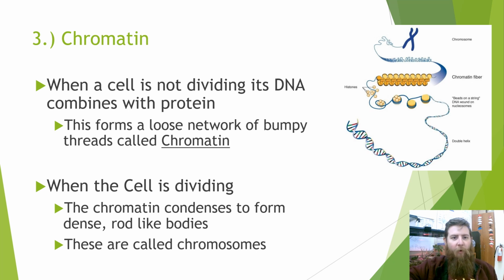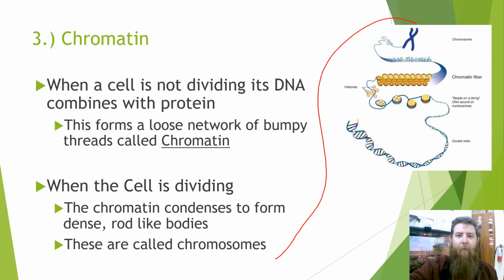The next thing is chromatin. When a cell is not dividing, its DNA combines with protein. This forms a bumpy network called chromatin, which is the DNA plus this protein. When the cell is dividing, this chromatin condenses to form rod-like bodies called chromosomes. And you can see some chromosomes up here that we can then see. But most of the time, DNA is in this loosely coiled form.